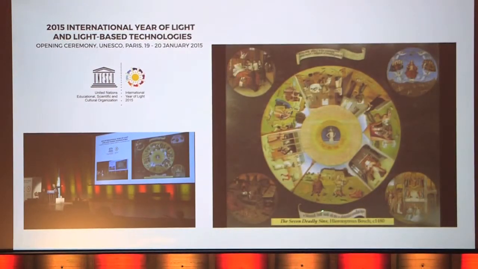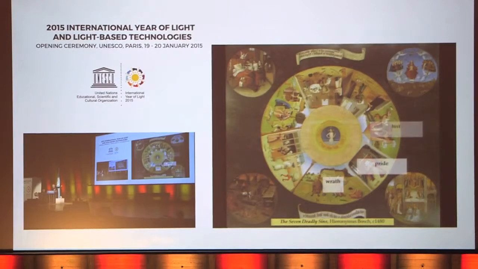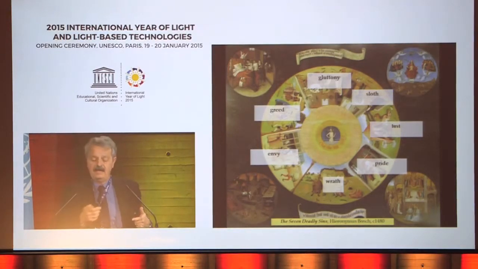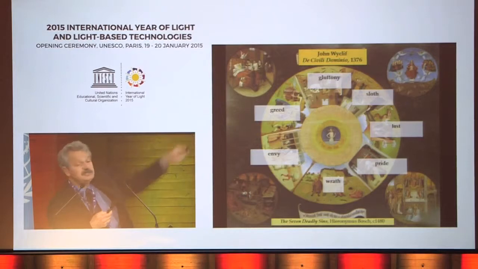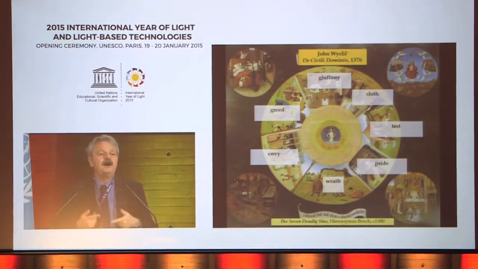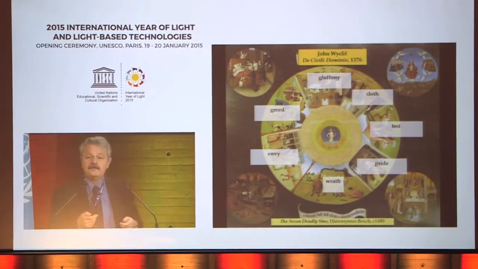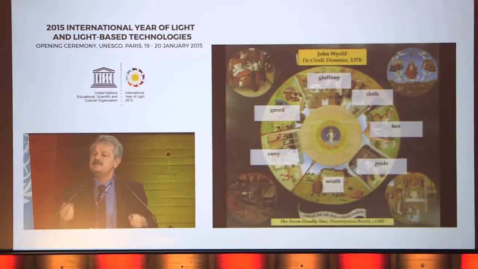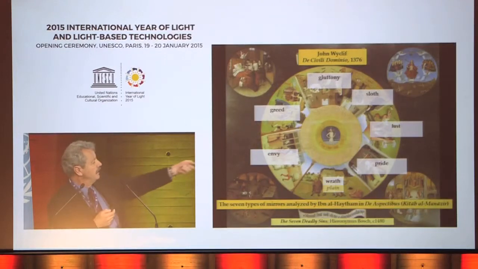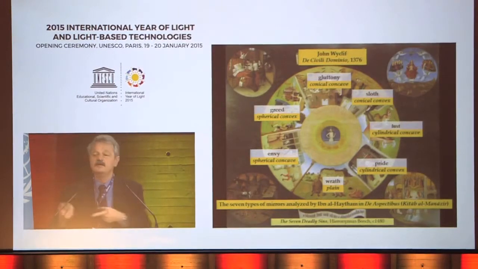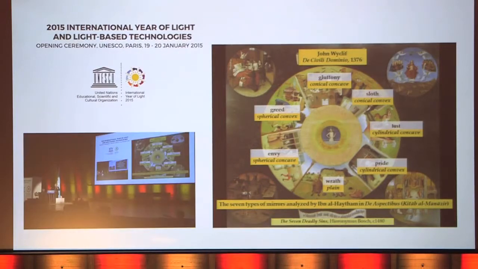And here's the seven deadly sins, represented by Hieronymus Bosch. And the seven deadly sins, in case you want to practice some of them tonight, I'll remind you, wrath, pride, lust. One of the discoveries we made was in a text written by John Wycliffe, really the father of the Protestant Reformation. Apologies to the speaker before last. He analyzed the distortions of seven types of mirrors in the Kitab al-Manazir, and John Wycliffe used this as a teaching allegory to teach the seven deadly sins through the seven distortions you got for the different kinds of mirrors.